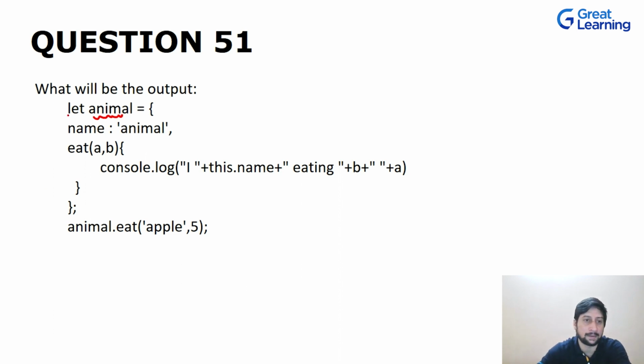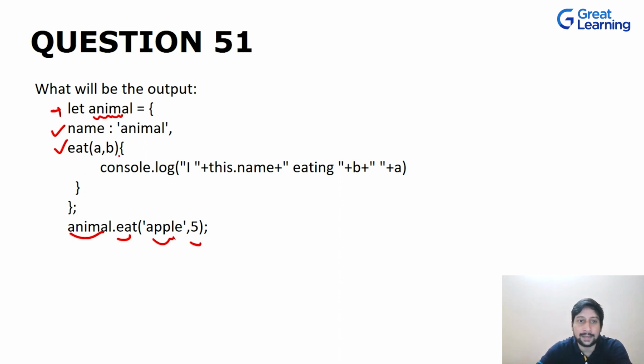And we have defined it with the help of the let keyword. In this, we have two properties, name and eat. Then what we are doing, we are calling this eat method with the help of this object, which is animal. And we are calling this method, which is a function, and we are passing in two arguments. One is apple and another is 5. Now, what will be the output?